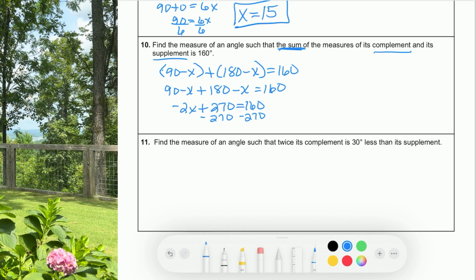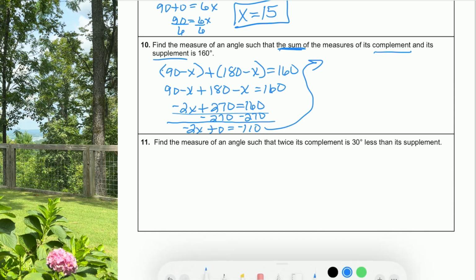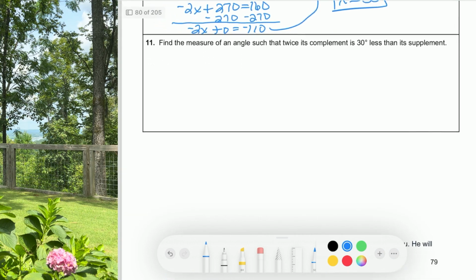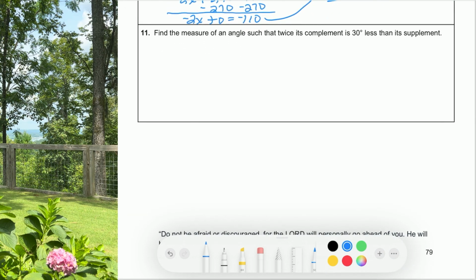Subtract 270 from both sides. Get negative 2x plus 0 equals negative 110. Bring that up over here. So negative 2x equals negative 110. Divide both sides by negative 2. X equals 55. And we have our answer. All right, last example problem.